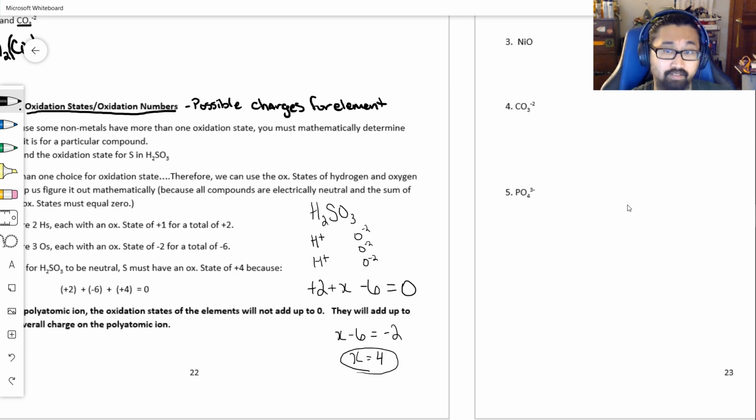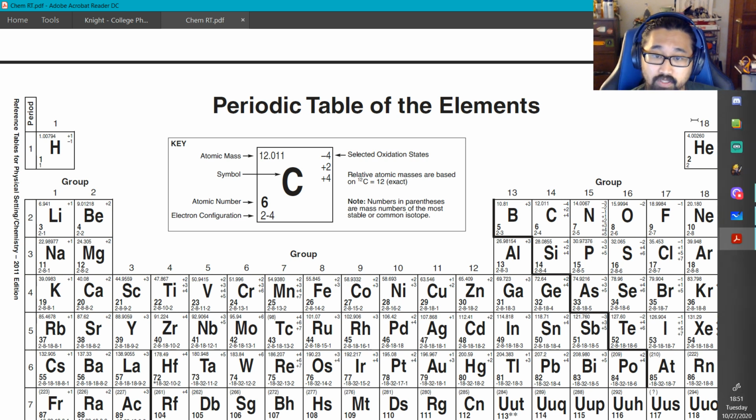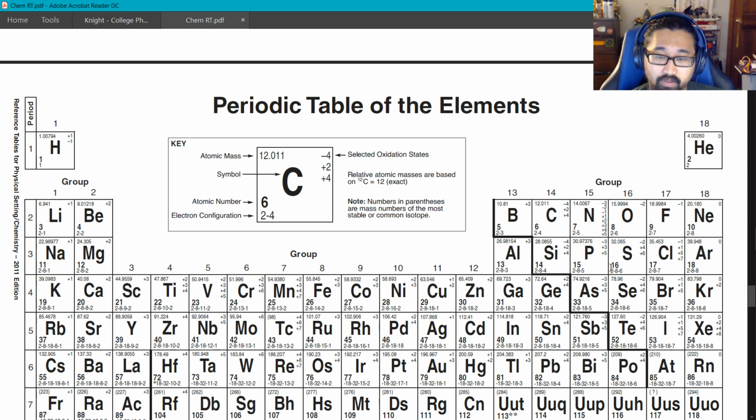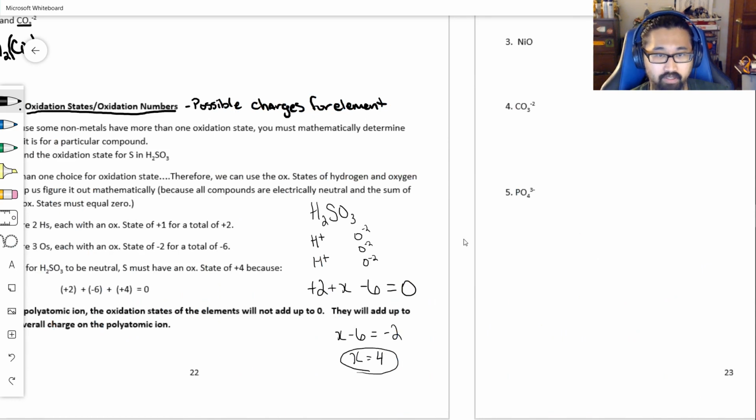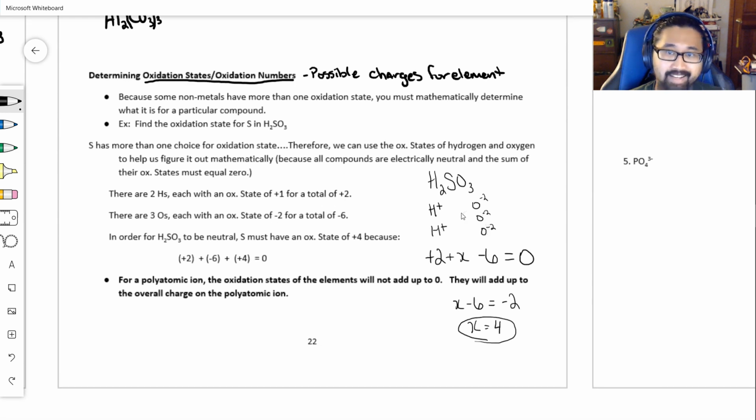Now let's double check. Does sulfur have a +4 oxidation state? It totally does. Look right here. X has a +4 oxidation state. So that worked. All right. 98% of the time, again, you'll be dealing with a compound, so what you will add up to is 0. There's a very important bullet point here, which says for a polyatomic ion, the oxidation states, the charges will not add up to 0.